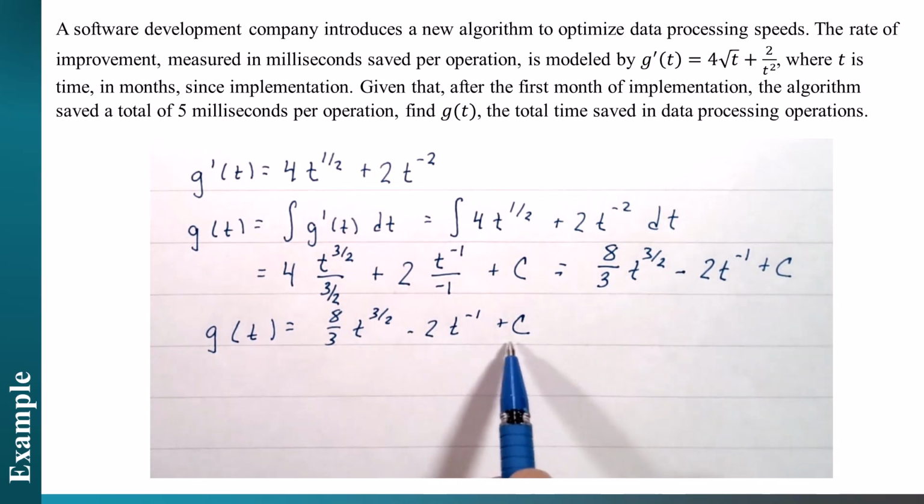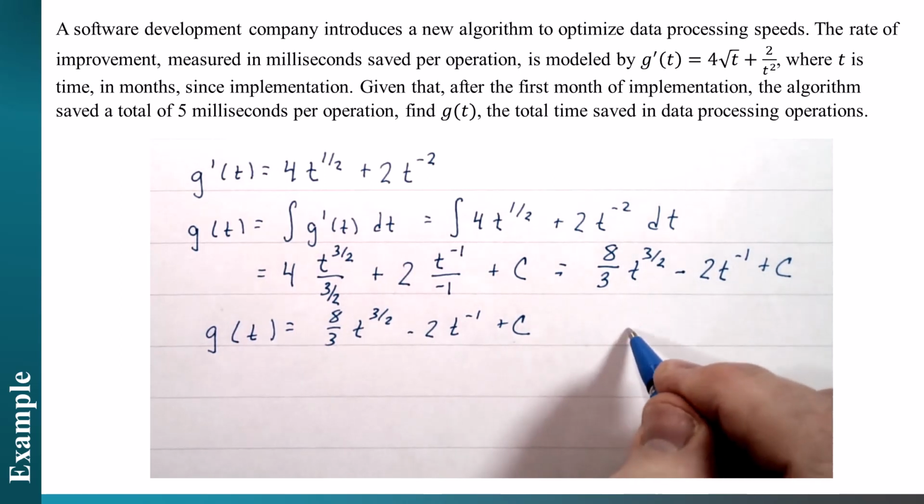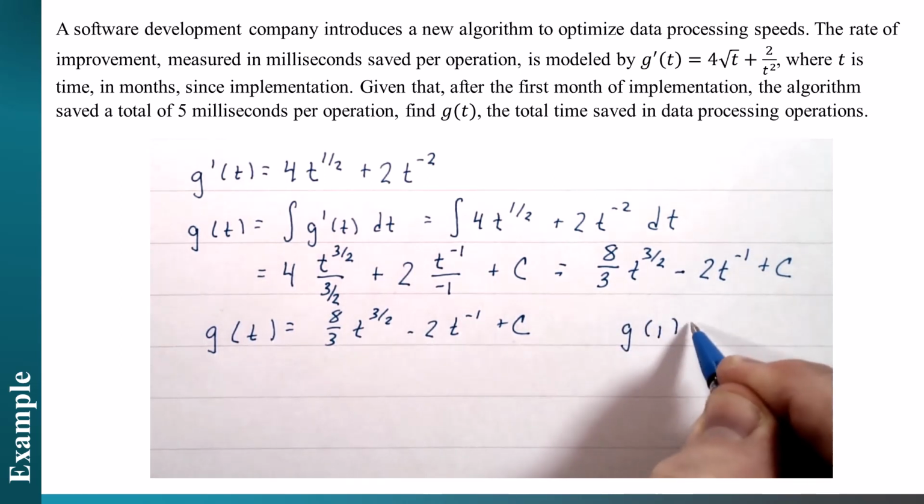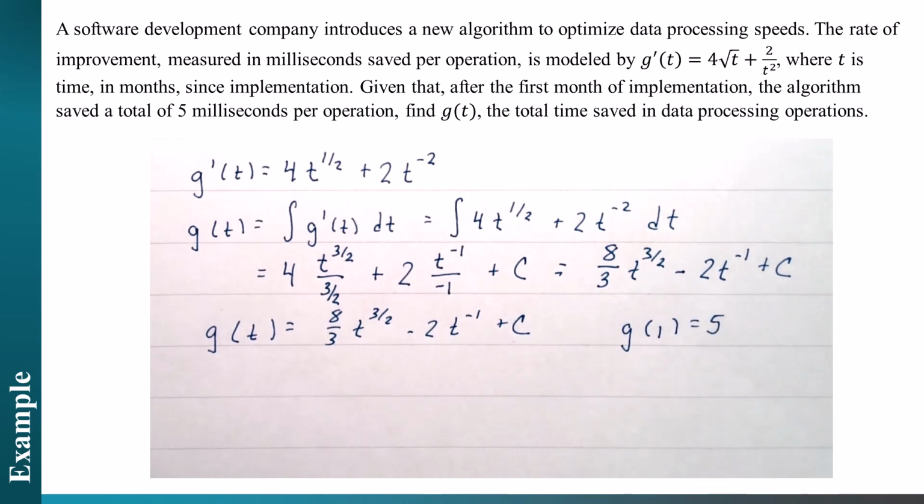And so I need to figure out what c is so that I can get a specific antiderivative. Now, if we look back at the problem, we see that after the first month of implementation, the algorithm saved a total of 5 milliseconds per operation. In other words, when t equals 1, the function is equal to 5. So we know that g of 1 equals 5. And we use this information to find c.